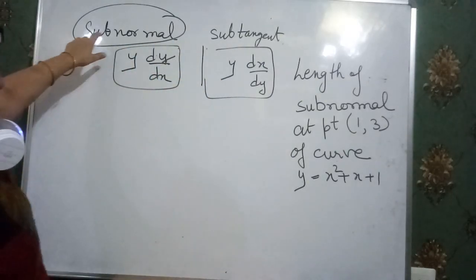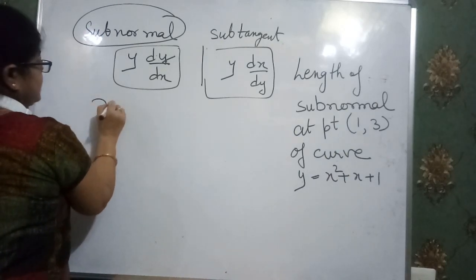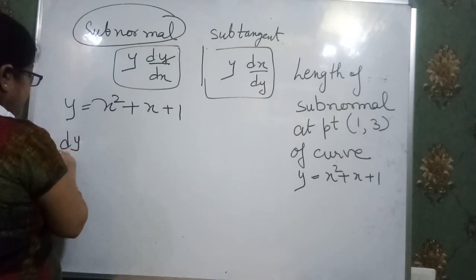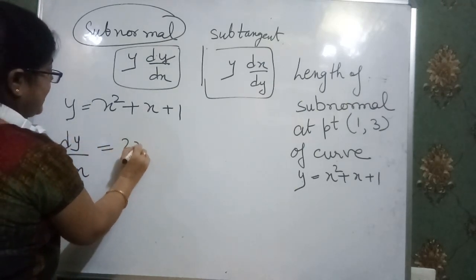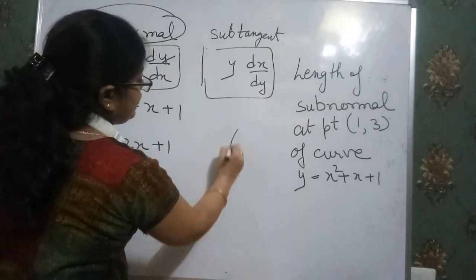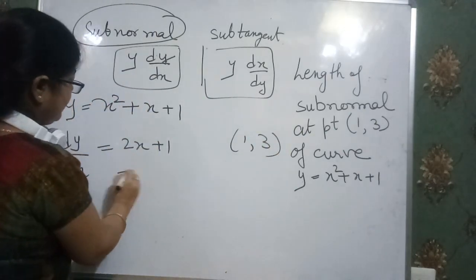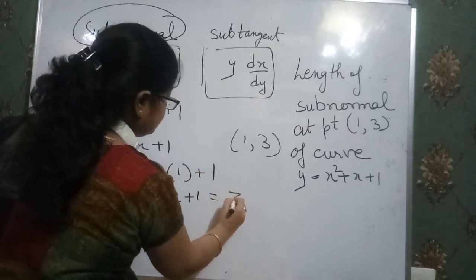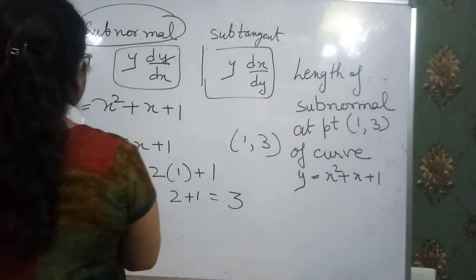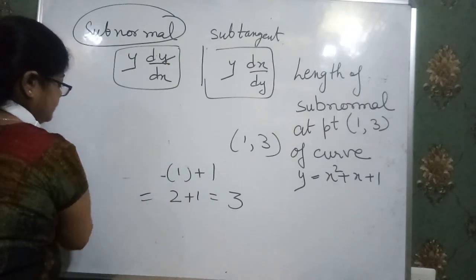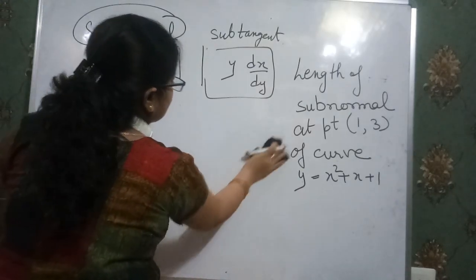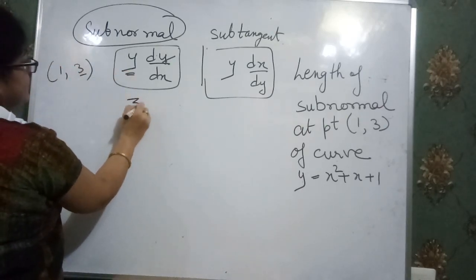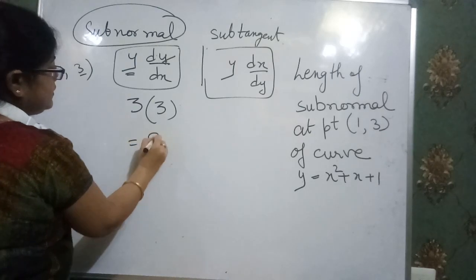Clear? Now we have to find the subnormal and the curve is x square plus x plus 1 is equal to y. So dy over dx is equal to 2x plus 1. Now we have the point 1, 3. So substitute here values: 2 into 1 plus 1. We have 2 plus 1 which is equal to 3. Okay. Now just substitute the values. We have the point 1, 3. That is the value of y is 3 and dy by dx is 3. That means we have 9 here.